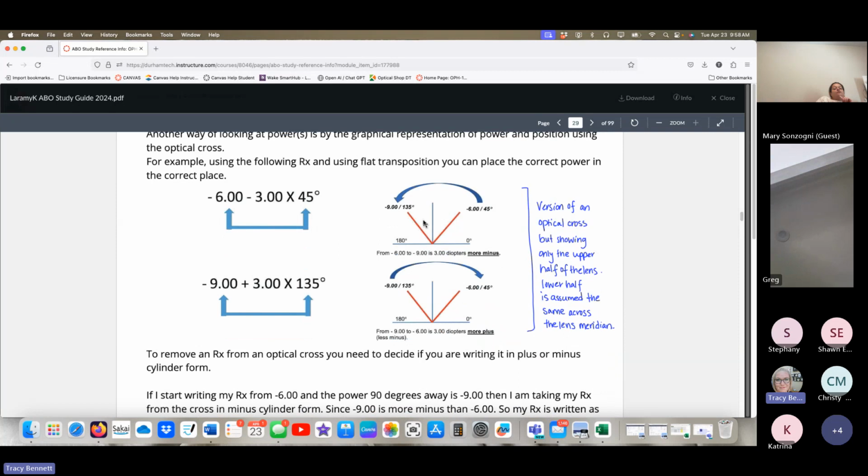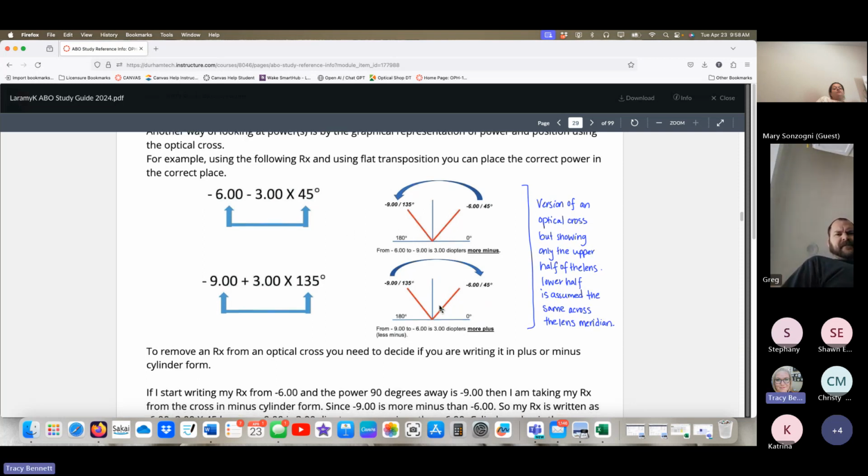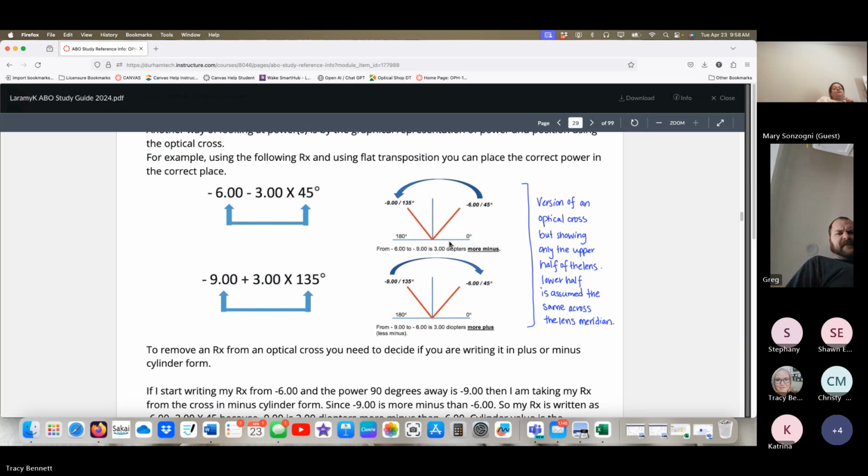Optical crosses, I'm not a fan of this because, I don't know, you get it. It keeps going all the way across the lens. But yeah, you put the 1 meridian on there and label it. And this 45 always goes with that first number. So the axis always goes with that sphere. Axis always going with the sphere.